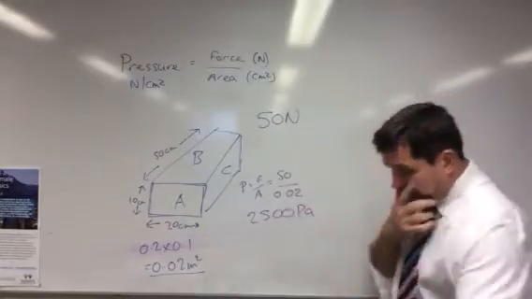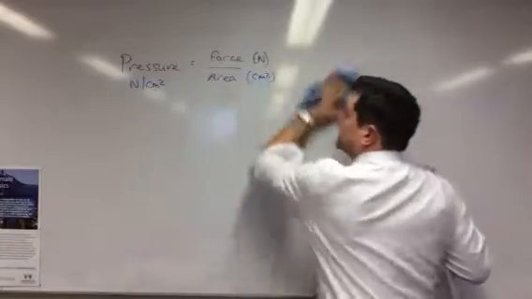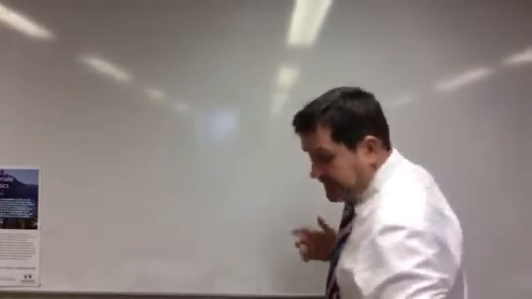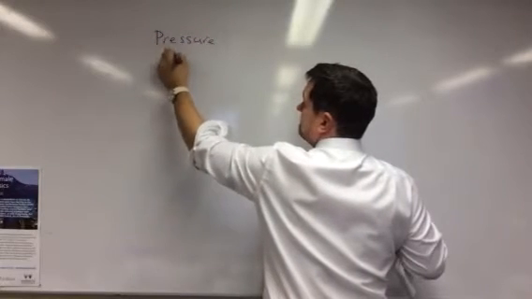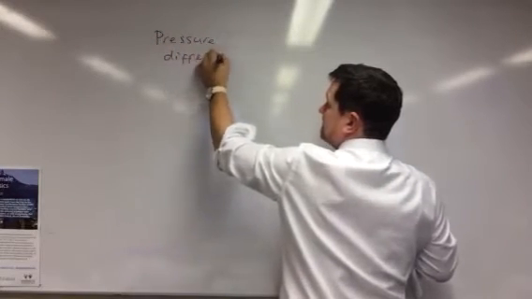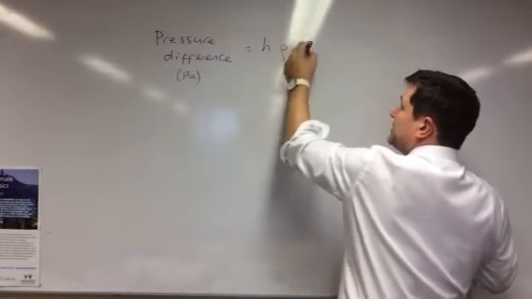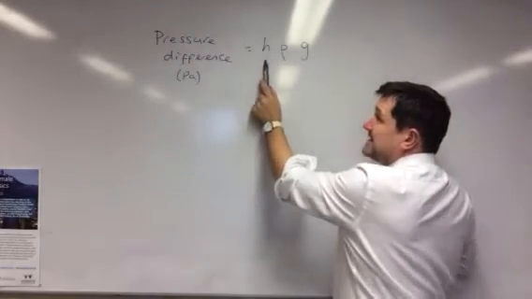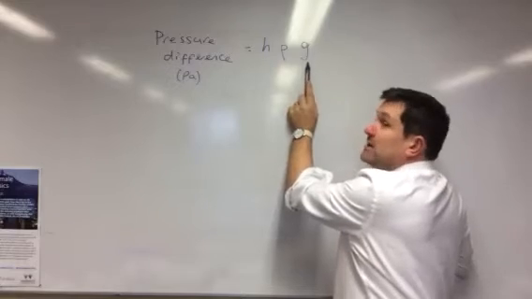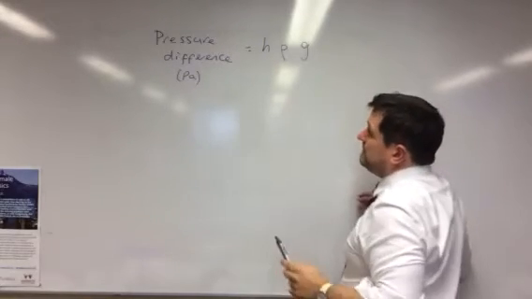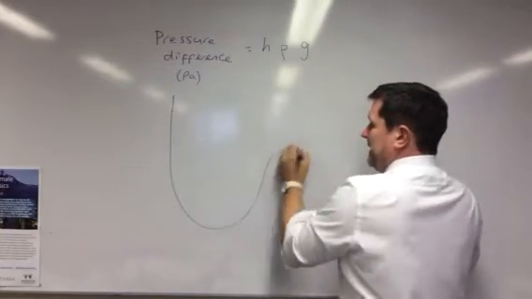Now then, we could also have a question which looked something like this. This would be our second equation. Now our second equation is pressure difference, measured in pascals, is H rho G. Now this is height, density of the substance, and the acceleration due to gravity, or the force per unit kilogram, okay? Per kilogram.